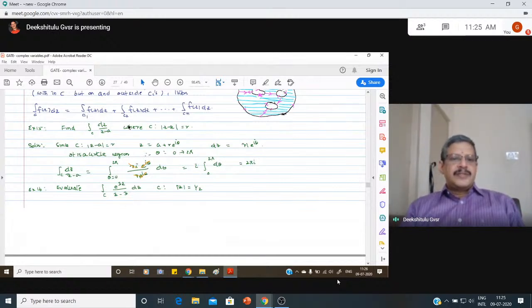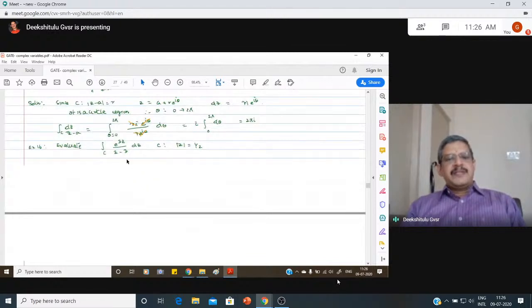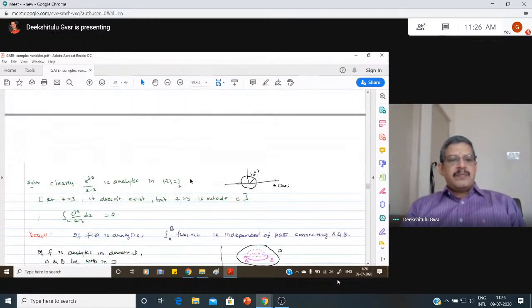You put all those things in this, so integral over C dz by z minus a becomes integral over theta from 0 to 2 pi, dz is R i e power i theta, z minus a, because z is a point on the circle, z minus a is R e power i theta. So e power i theta R cancel, i into integral 0 to 2 pi d theta, that becomes 2 pi i.